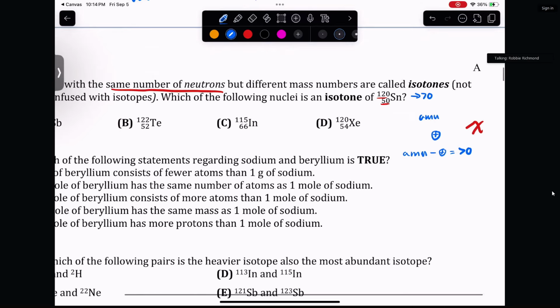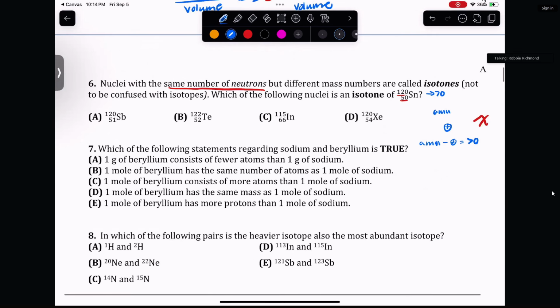Alrighty, let's go through each one. SB, 120 minus 51, 69, nope. 122 minus 52, that's 70. That might be our answer choice. I'm going to circle that right now. Let's look through all the other choices.